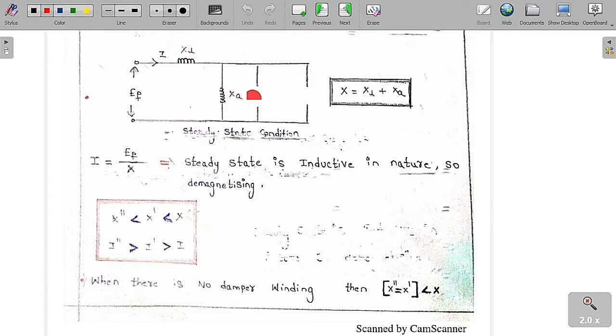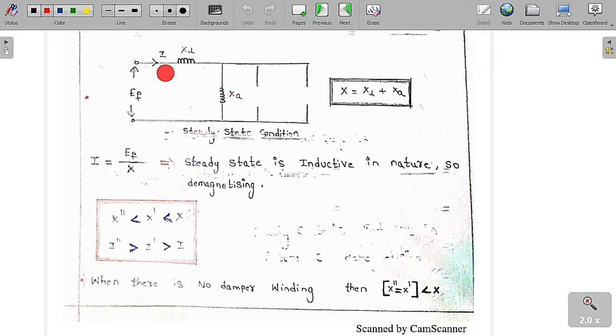Therefore the overall reactance is nothing but X is equal to XL plus XA. This X is called the overall reactance, equal to XL plus XA. So if you want to find the steady state current, I is equal to EF by X. This is called the steady state. As you can see clearly, the overall reactance is basically purely inductive in nature.